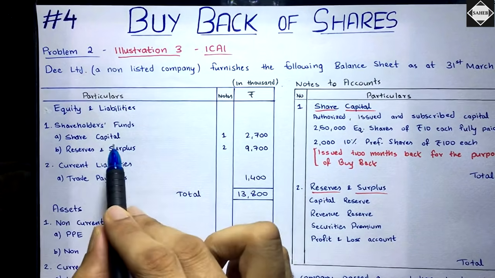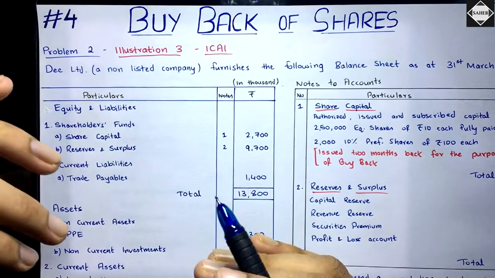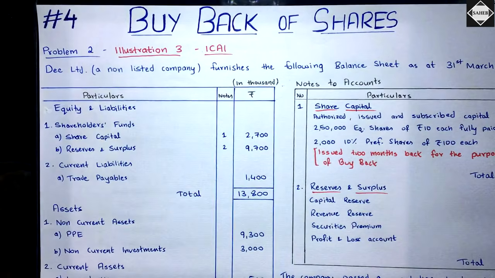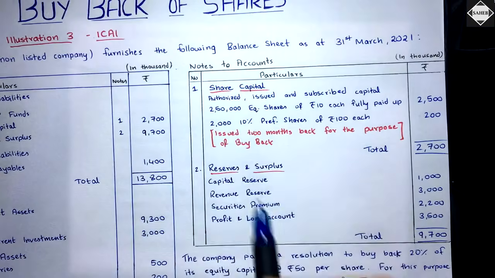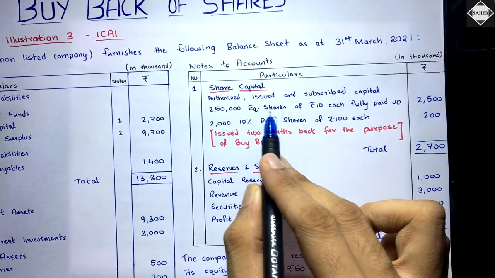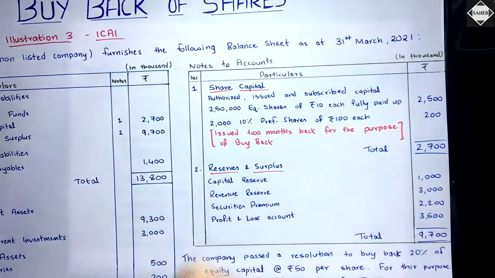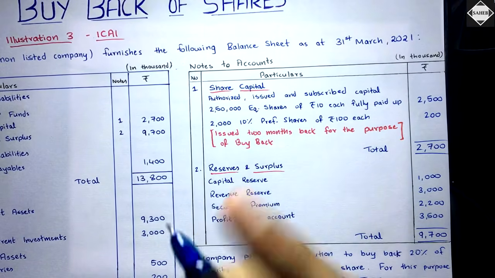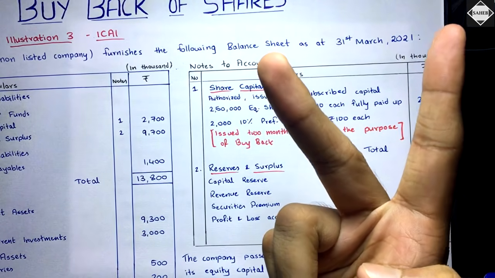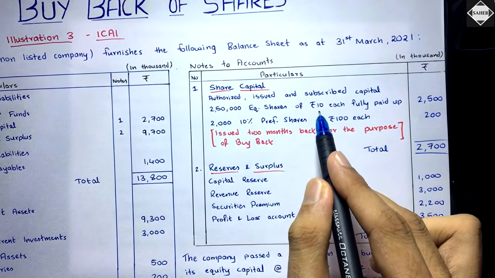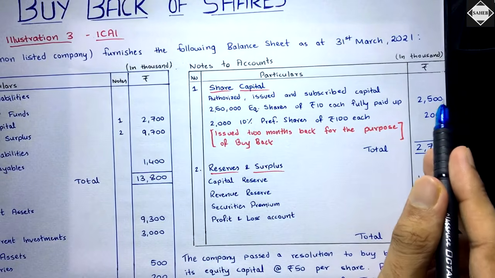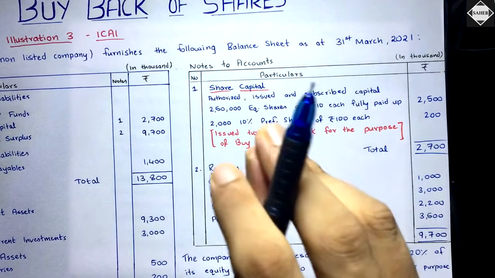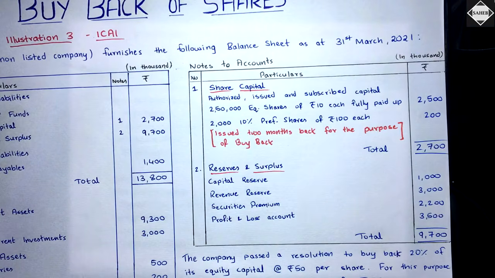In share capital, what happened? Share capital decreased. The number of shares and the amount of capital also decreased. Let's see what that decrease was. Here we had 250,000 equity shares. We bought back 50,000 equity shares. So in the new balance sheet, how many shares should be there? Only 2 lakh equity shares. Is that clear? 2 lakh equity shares of rupees 10 is equal to 20 lakh. We had 25 lakh, so 5 lakh is gone. So in the new balance sheet, only 20 lakh will be there.